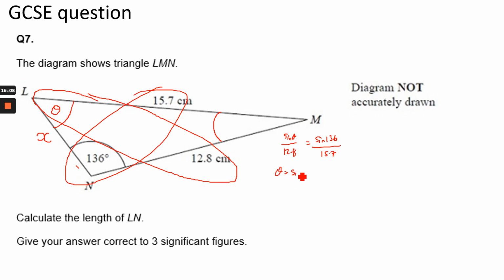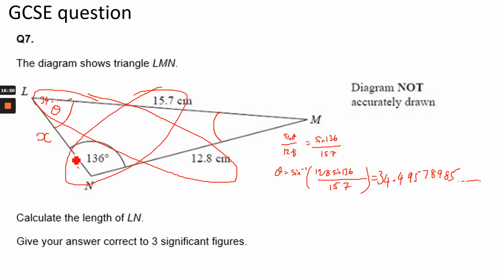So my angle is going to be sine to the minus 1 of 12.8 sine 136 over 15.7. I'm just going to make sure that I type this in correctly. So we've got 12.8 times sine 136 over 15.7. I'm not going to round because you never round halfway through the question, but I've got an angle of 34.4957898. I'm going to leave all those decimal places in. So that angle there, I'm just going to put as 34 point something.